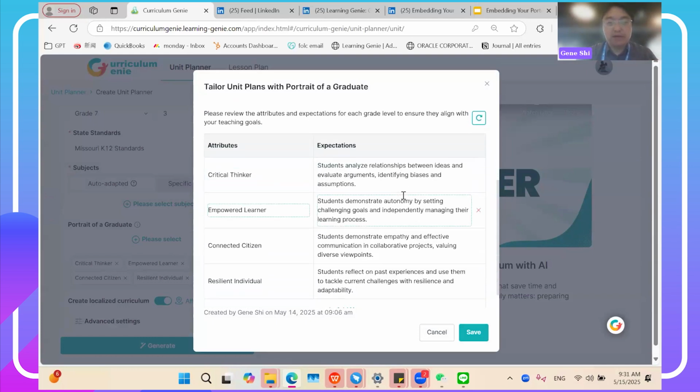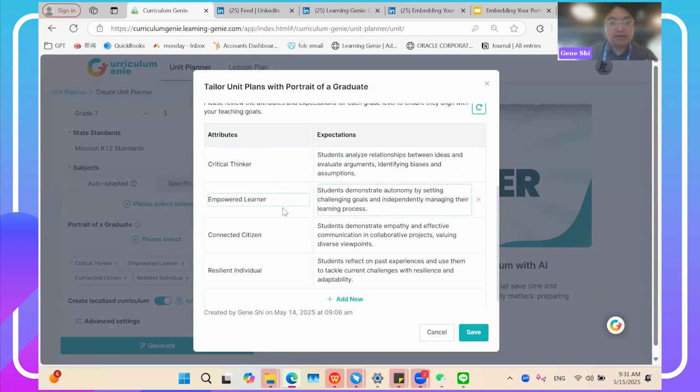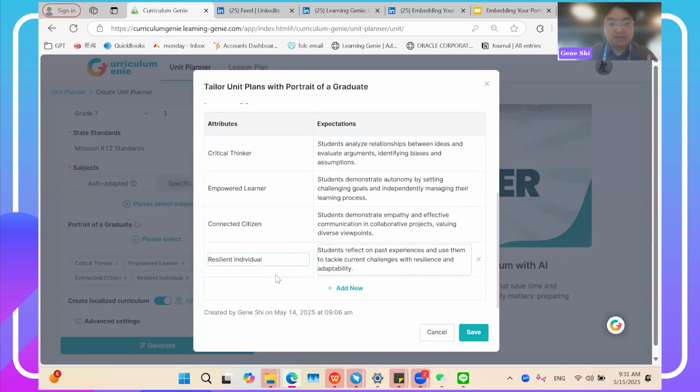So we pick 7th grade. It's about critical thinker, empowered learner, connected citizen, resilient individual. We give some of the expectations. Here it's still all human in the loop, so the grade level curriculum team can work with the school district level to fine tune. But here we give some expectation about critical thinker as a 7th grader, where students can analyze relationships between ideas and evaluate the arguments, identifying bias and assumptions.